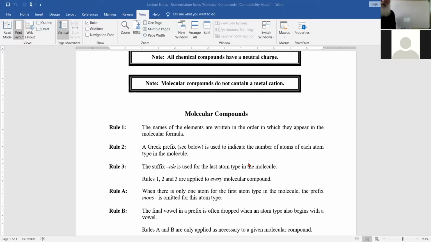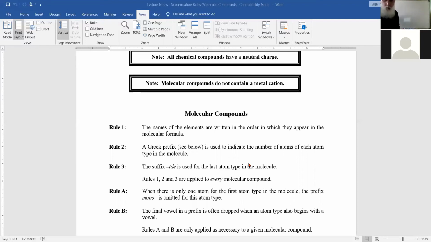To indicate the number of atoms of each element. And then rule 3, the last element ends in IDE. That does not mean it's an anion. All the atoms in a molecular compound we can think of as being neutral. Just because I'm getting a signal that I'm losing my internet here, just because that last element ends in IDE does not make it an anion.